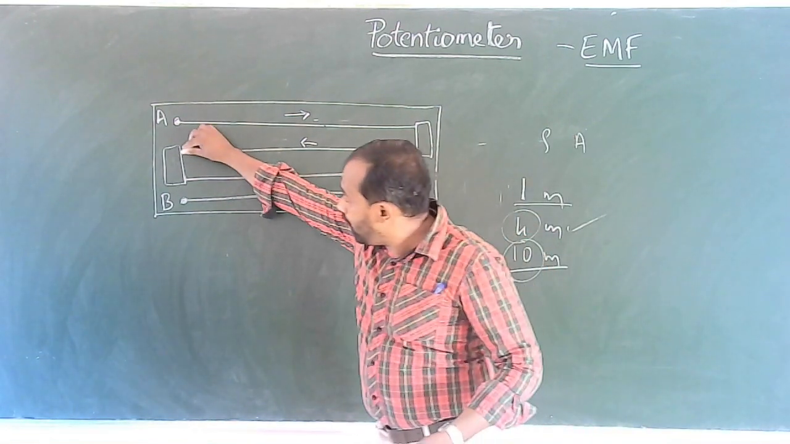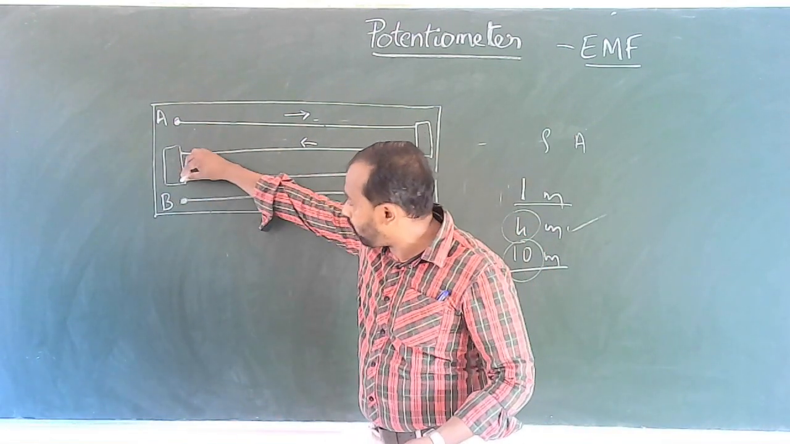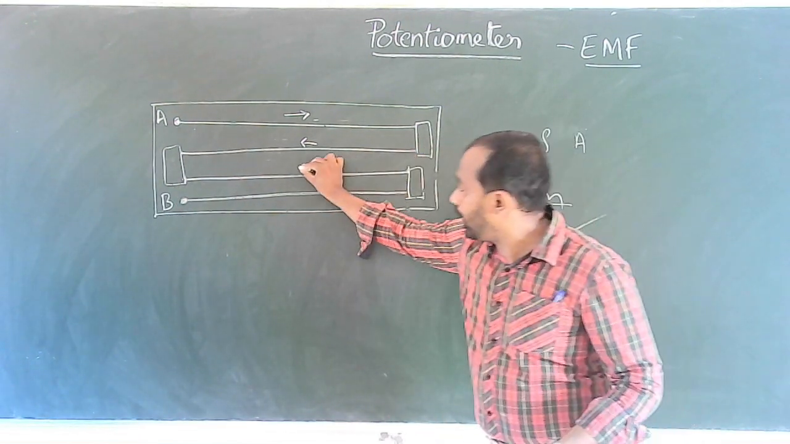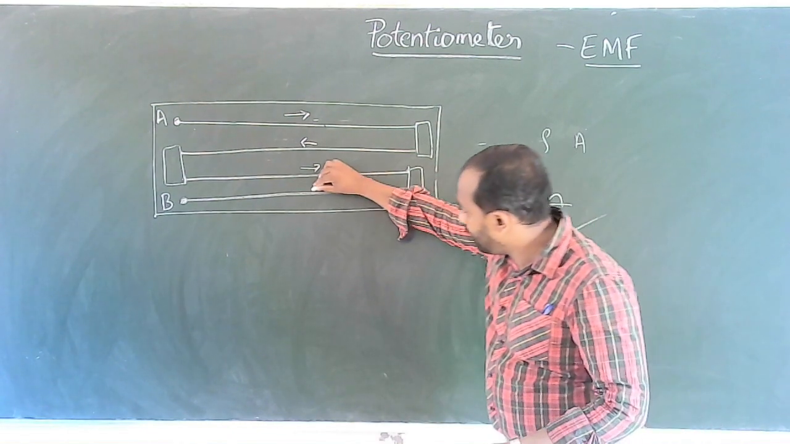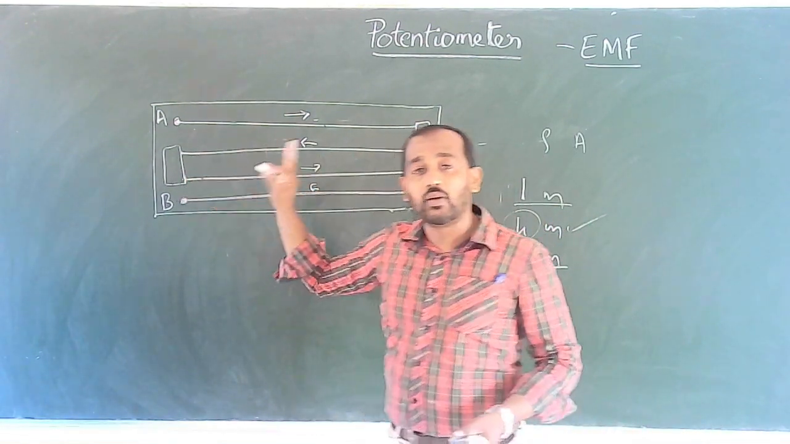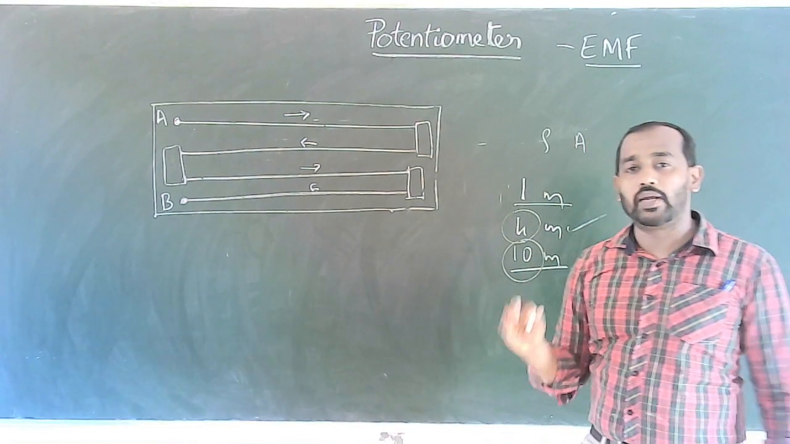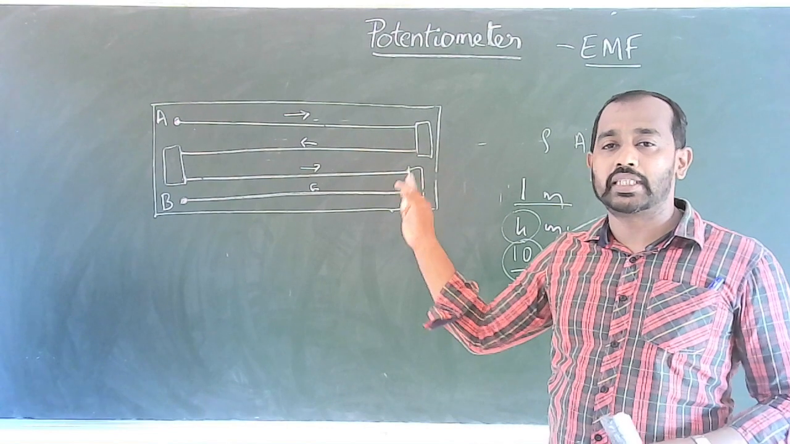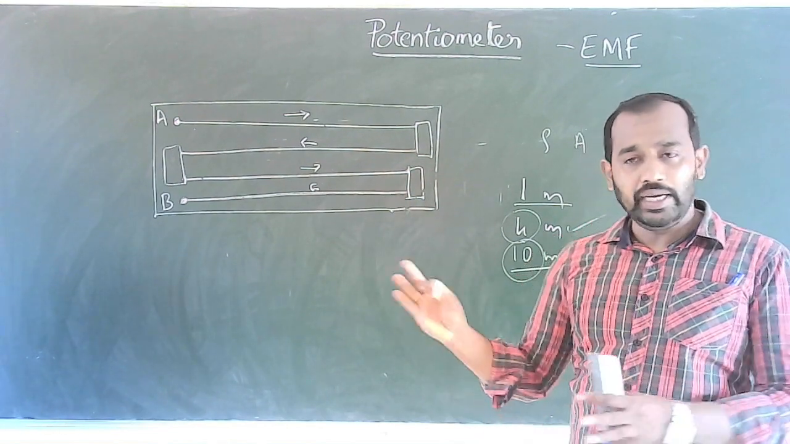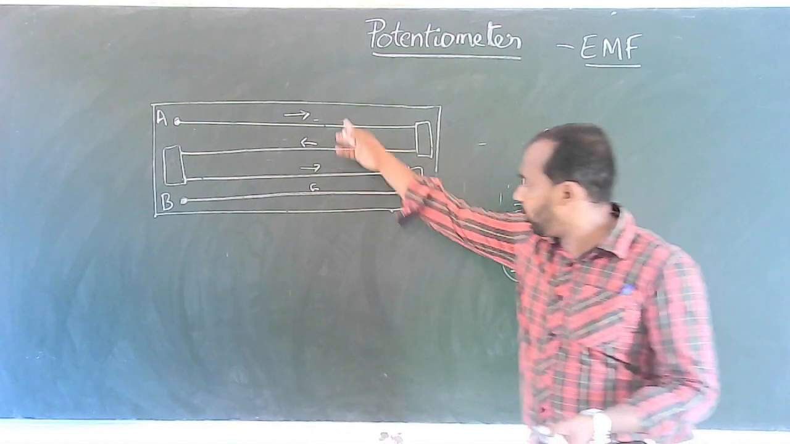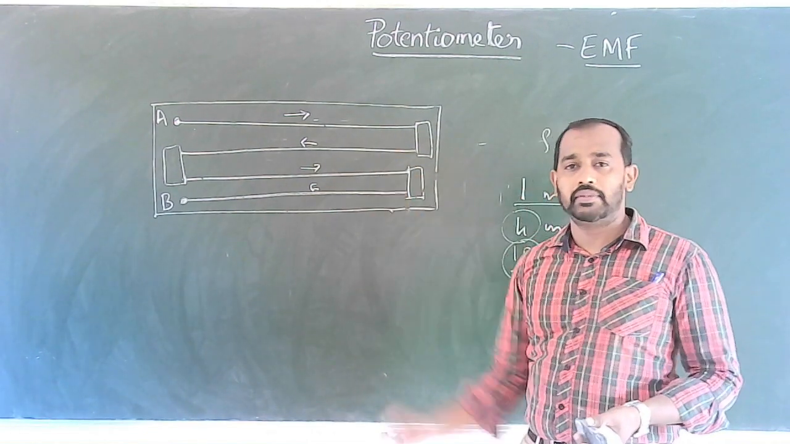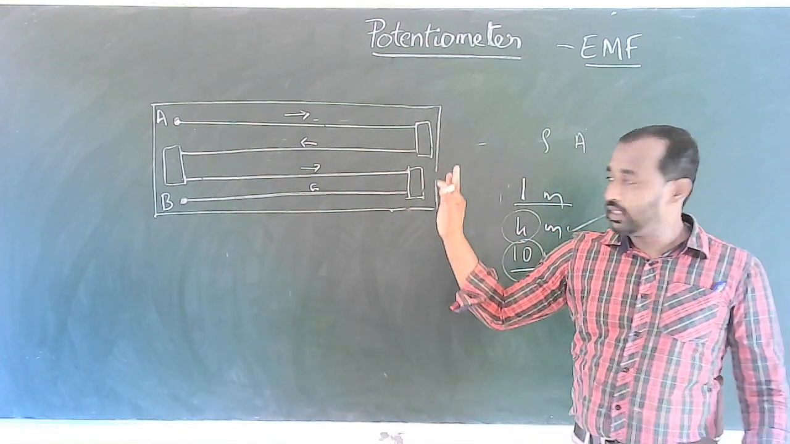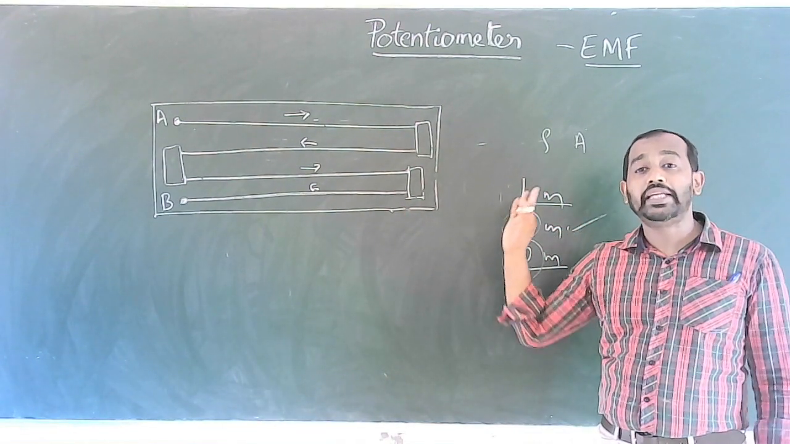Then again, here it will become 2 meters. Then from this point up to this, it will be 3 meters. Again like this, and then again like this. At the final point B, the total length of the potentiometer wire will be equal to 4 meters. So that is how potentiometers are constructed. If we need a 10 meter long one, then there will be 10 such wires, each of length 1 meter. Now, from this, we should be careful while taking the readings.